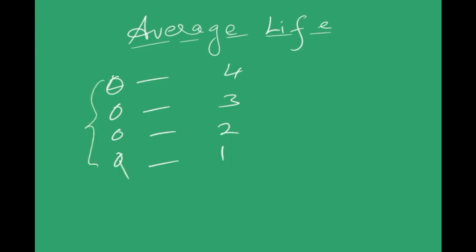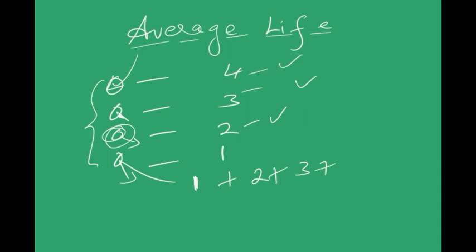I mean, initially there were 4 nuclei. After 1 second, this got disintegrated, so 3 were left. After the second second, this got disintegrated, so 2 were left, and this lived for 3 seconds. That means at the end of the third disintegration, only this was left. That is how you have to understand it. So this particular nucleus has lived for 1 second, this one has lived for 2 seconds, this one has lived for 3 seconds, and this one has lived for 4 seconds.